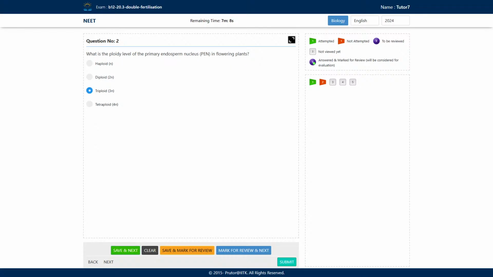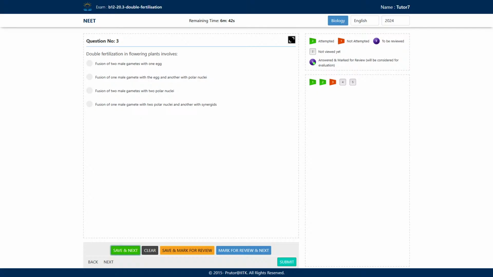Two polar nuclei and one male gamete fuse together, and that fusion is called triple fusion. The nucleus is now called the primary endosperm nucleus, because by the division of this nucleus only the endosperm will be formed. So that is why it is called the primary endosperm nucleus. Okay, great. We will save this answer and move to our next question.